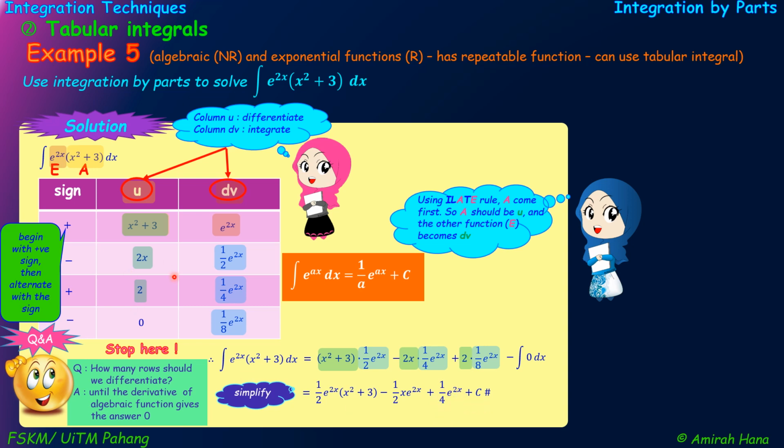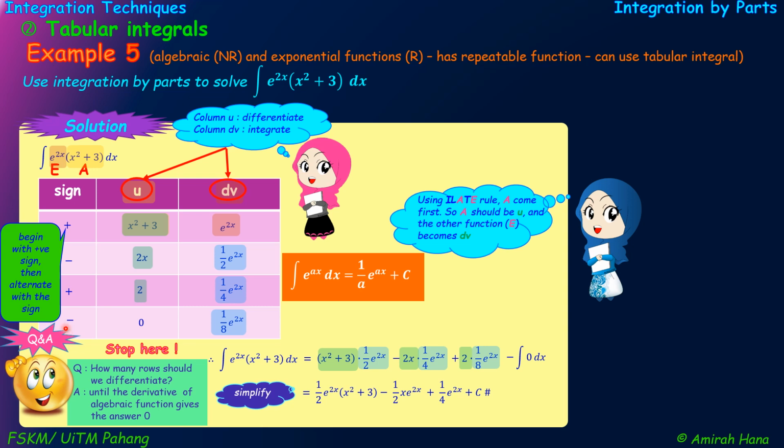Alright, the idea when we use tabular integration is that we need to use a table with 3 columns. The first column is sign, the second column is u, and the third column is dv. Under the u column, we need to differentiate, and under the dv column, we need to integrate. And under the sign column, we need to begin with a positive sign and then we alternate the sign.